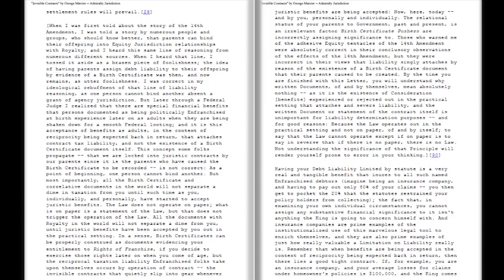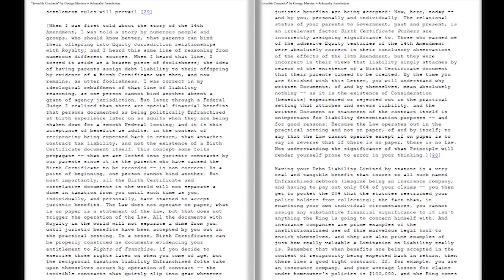In a sense, birth certificates can be properly construed as documents evidencing your entitlement to rights of franchise, if you decide to exercise those rights later on when you come of age. But the reciprocal taxation liability enfranchised folks take upon themselves occurs by operation of contract, the invisible contracts that quietly slip into gear whenever juristic benefits are being accepted, now, here, today, and by you, personally and individually. The relational status of your parents to government, past and present, is an irrelevant factor.